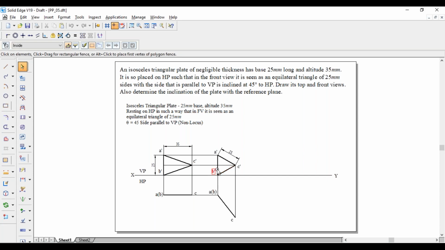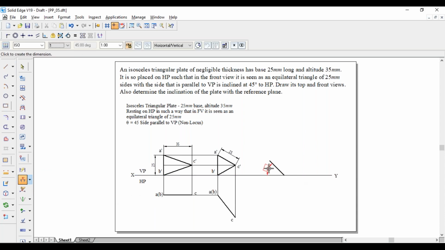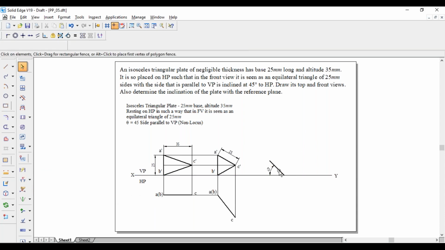The length of A dash B dash or B dash C dash or A dash C dash, all three edges will be 25 mm only. So draw a line of 25 mm length. The angle will be 45 degree with respect to XY line. So this angle has to be 45 degree. The length of the line is 25 mm because A dash B dash is 25 mm. So this will be A dash. This one is B dash because B dash is already on the XY line. It has to be the same thing.